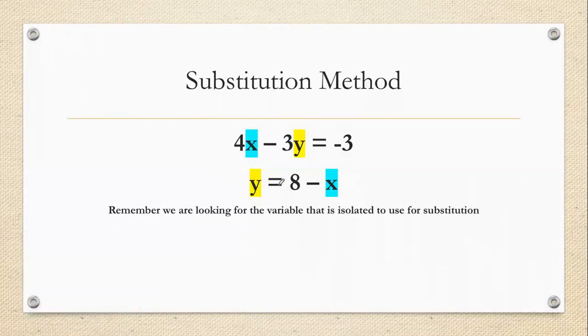If y equals 8 minus x, it tells me that this is an isolated variable. Y is all by itself. Y equals 8 minus x. Well, what can I replace this y with then?